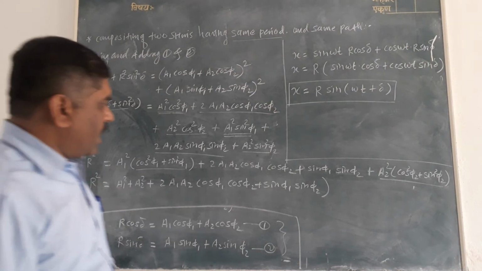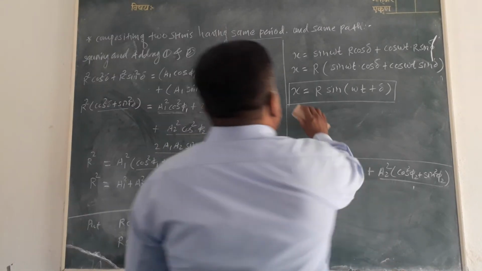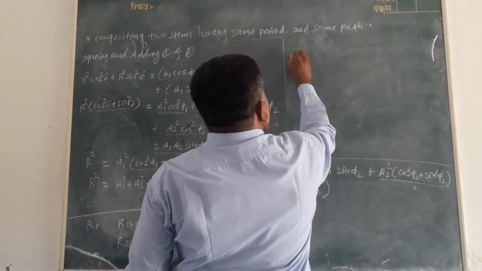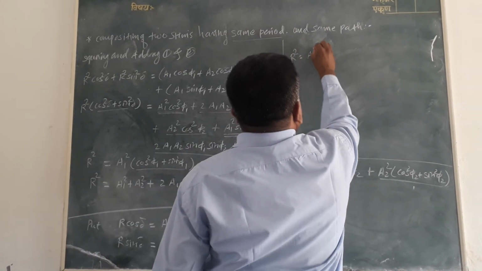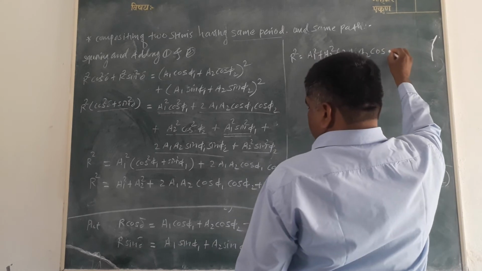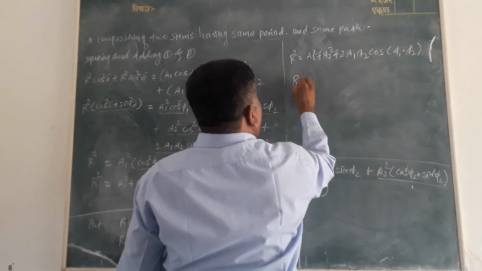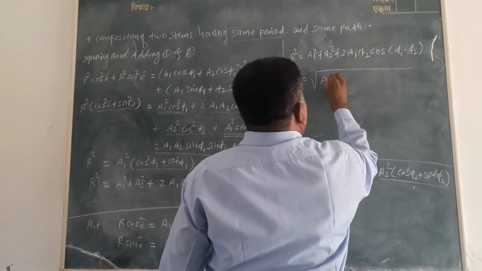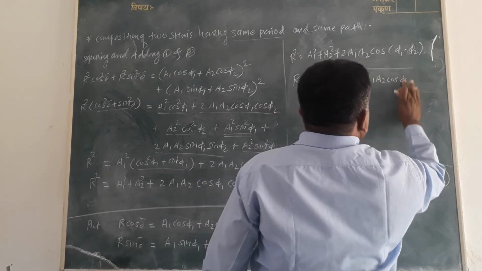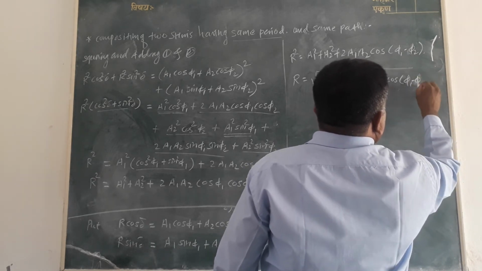Now, we can use the trigonometry here, that is the resultant amplitude r square is equal to a1 square plus a2 square plus 2 a1 a2 cos(phi 1 minus phi 2), or finally r is equal to under root a1 square plus a2 square plus 2 a1 a2 cos into bracket phi 1 minus phi 2.